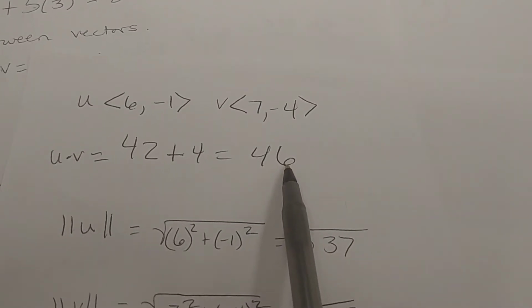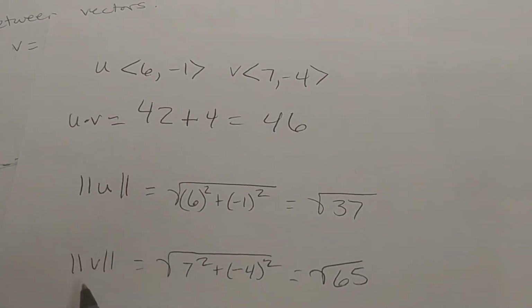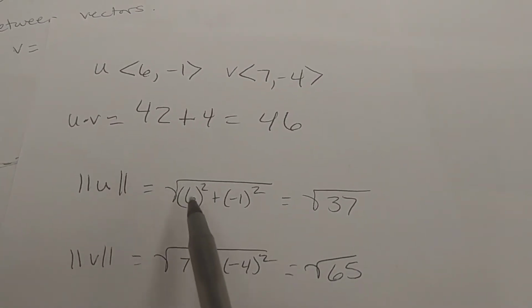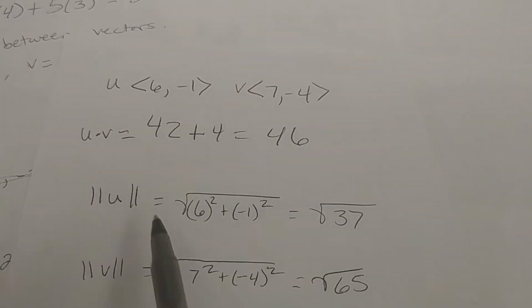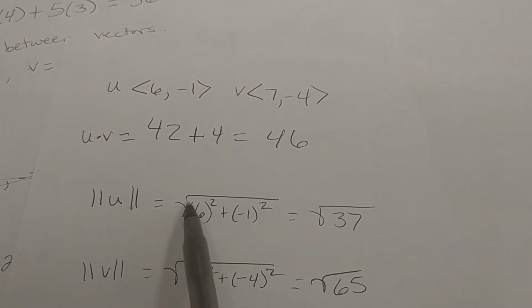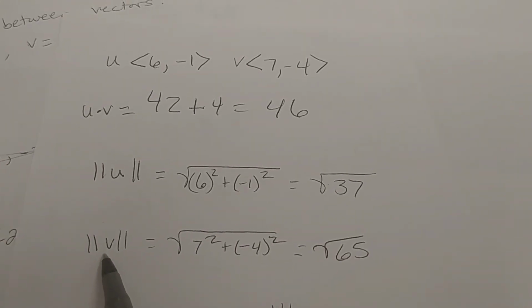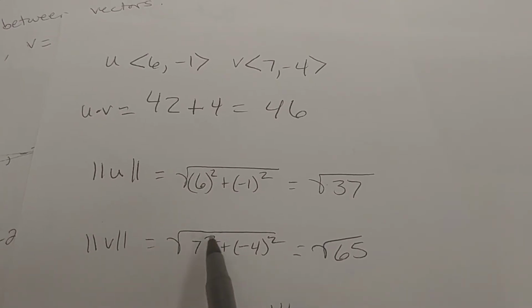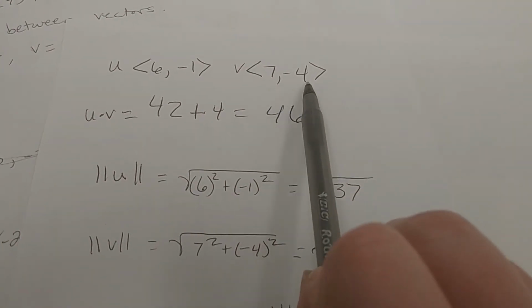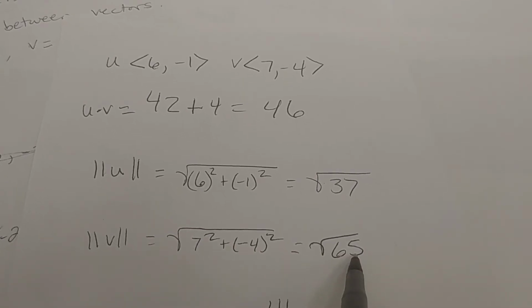Now, in order to find the angle, I also need the magnitude of U and the magnitude of V. In order to do that, you just take each part of that vector and you square it, and you add those and take the square root. That gave me square root of 37. Same thing for magnitude of V. So the magnitude of V is going to equal the square root, and I took each piece, 7 and negative 4. I squared both of them, added them, square rooted, and you get square root of 65.